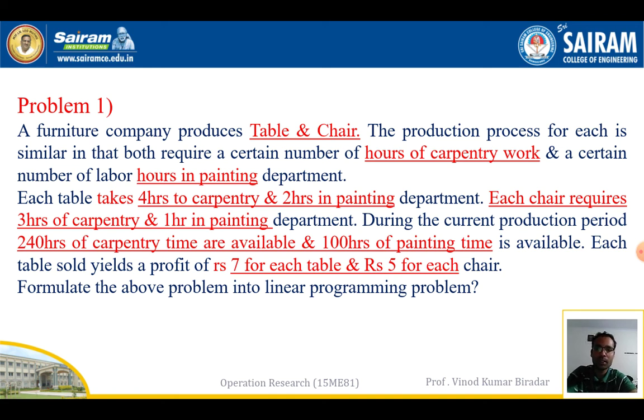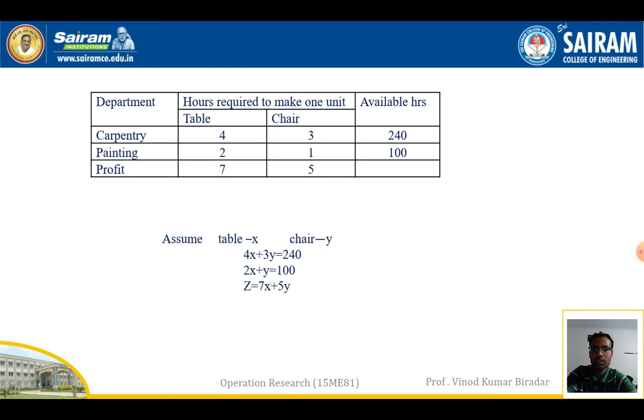What are the objects here? There are two departments, carpentry and painting, and the number of hours differs by department. Draw a systematic table with the departments, the hours to make one unit of table and chair, and the available hours. For carpentry, table takes 4 hours, chair 3 hours, and available is 240 hours. Painting is 2 hours for table and 1 hour for chair, with 100 hours available. The profit is 7 rupees for a table and 5 rupees for a chair.